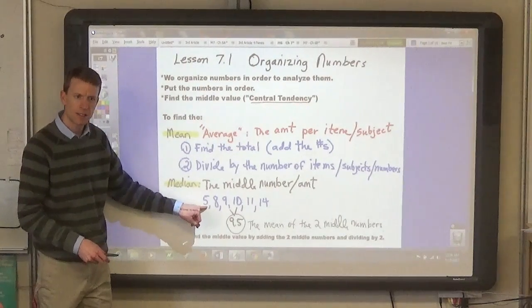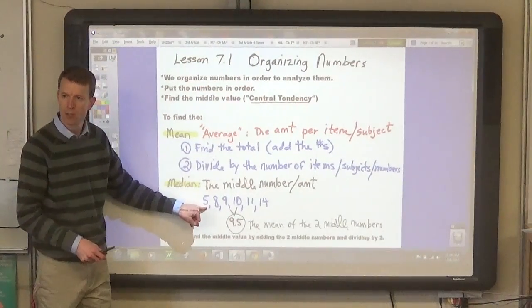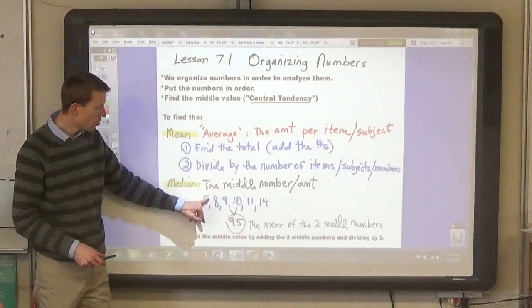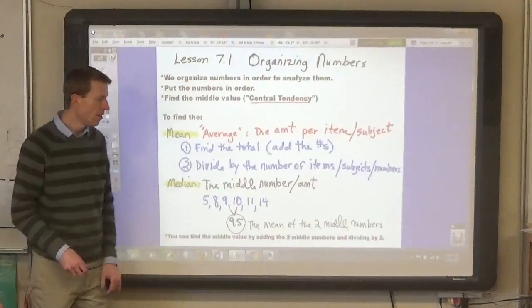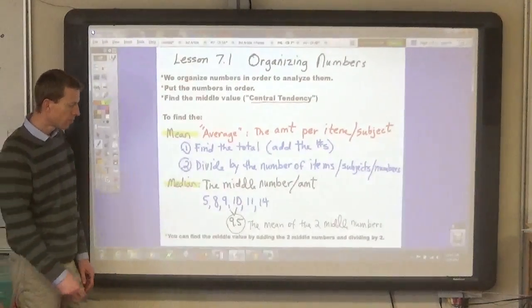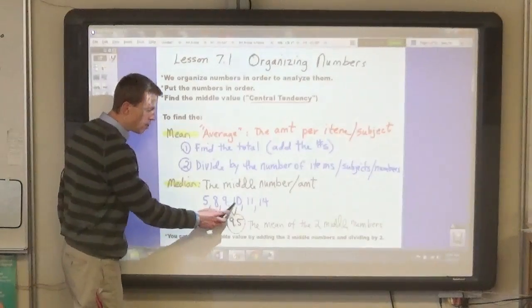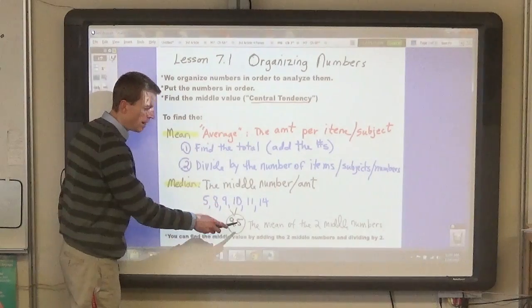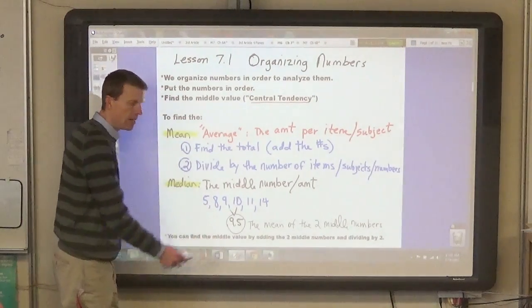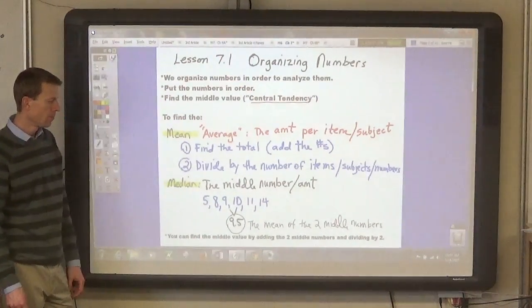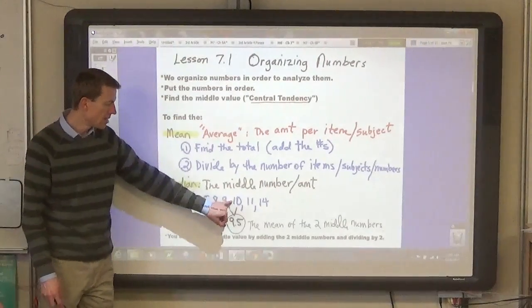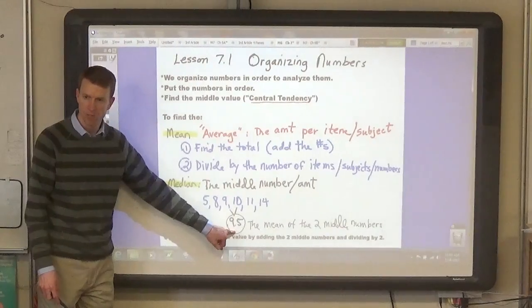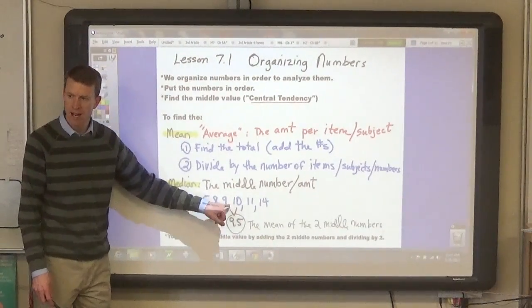Do you know what a set is? It's a bunch of numbers, a group of numbers, right? So 5, 8, 9, 10, 11, 14, those are 6 numbers. And so in between the 2 middle numbers is a value called the median. Okay? The median in this set is actually 9.5 because it's right between 9 and 10.